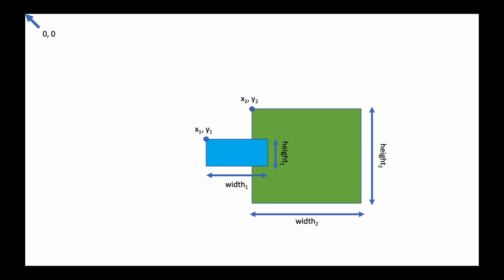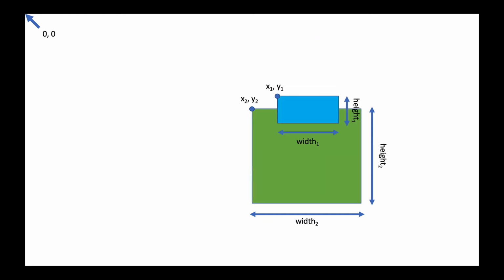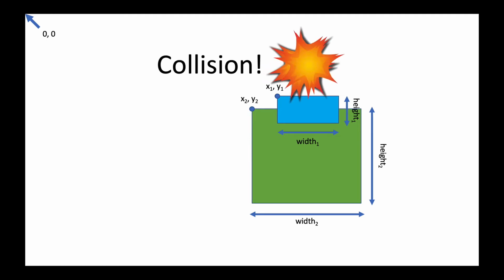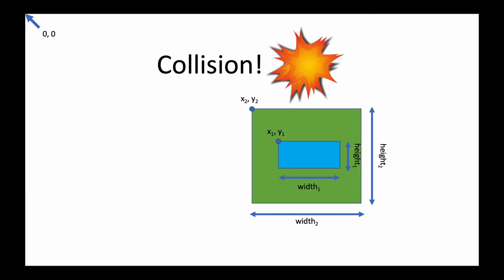So here we see two rectangles colliding. One is overlapping the other. And we're going to look at what is going to be true about x1 and y1 and x2 and y2 in these kinds of situations. Here's another example of a collision where we've collided with it from the top. And here's yet a third example of a collision where we're completely inside the green rectangle.